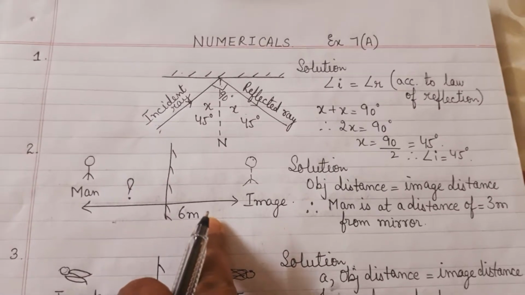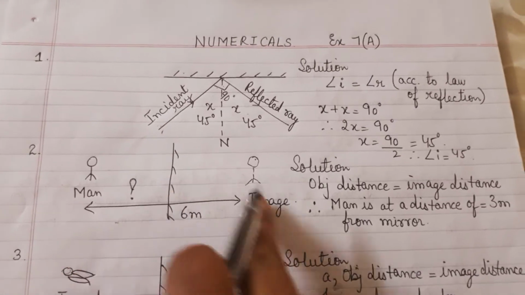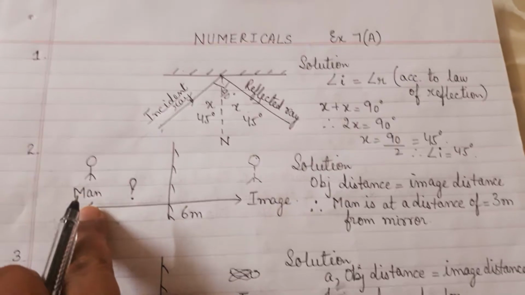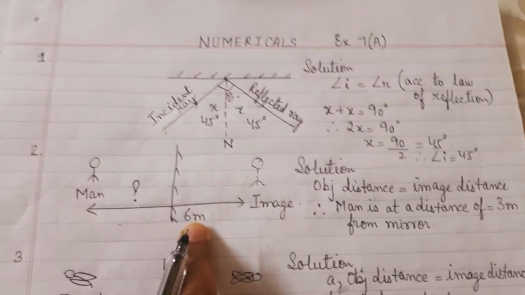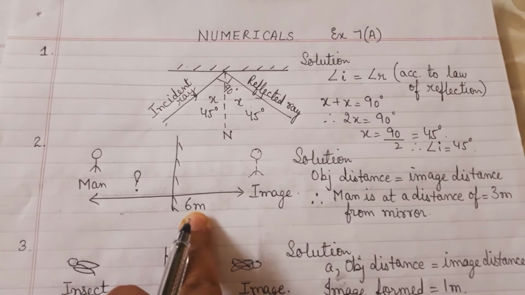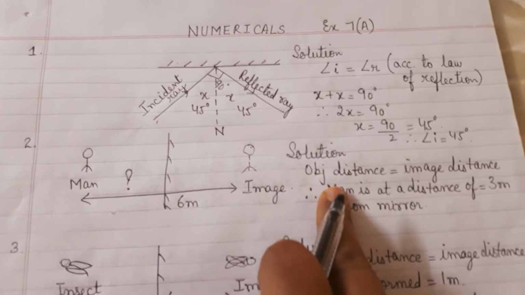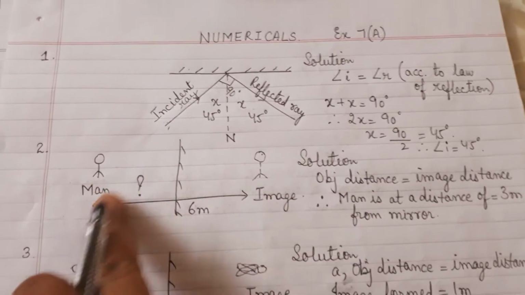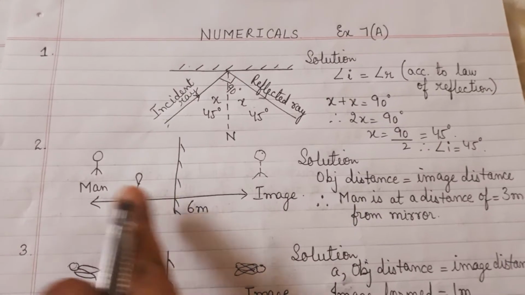A man is standing in front of a plane mirror and he finds that his image is at a distance of 6 meters from the man. That is, the distance between the man and the image is 6 meters. You are supposed to find out the distance of the man from the mirror. Now the concept over here is that object distance is equal to image distance. The total distance is 6 meters.